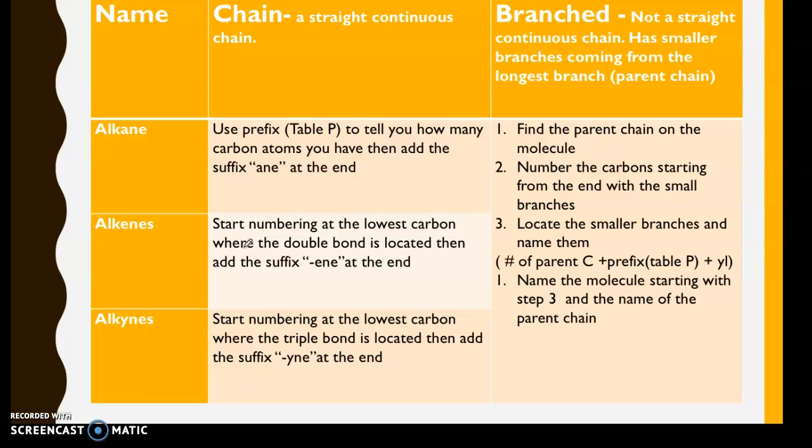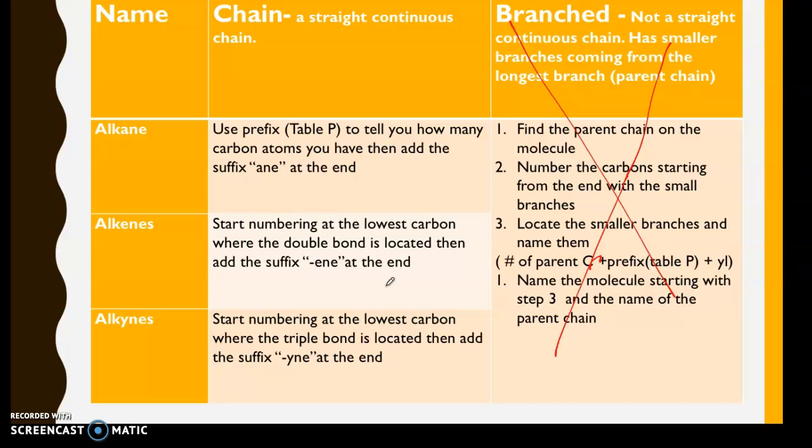So how do we go about naming? Today is going to be focused on naming. We're not going to focus on the branches right now, because we'll get to that next week. Today, we're going to focus on the chains. A chain in chemistry is a straight line, or a continuous line, of carbons. So we're only going to focus on the continuous lines of carbons.